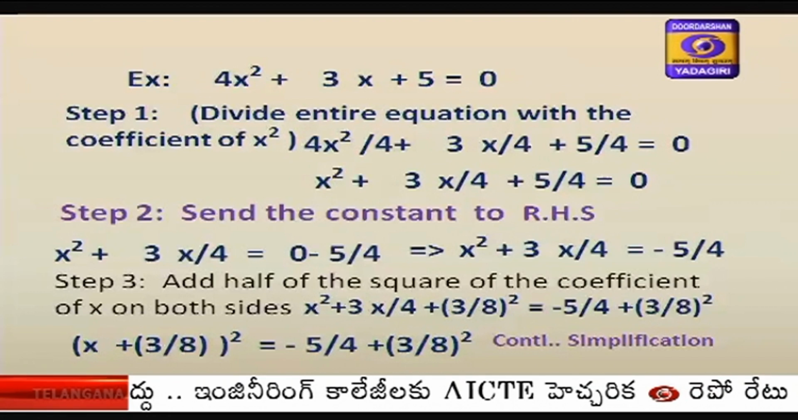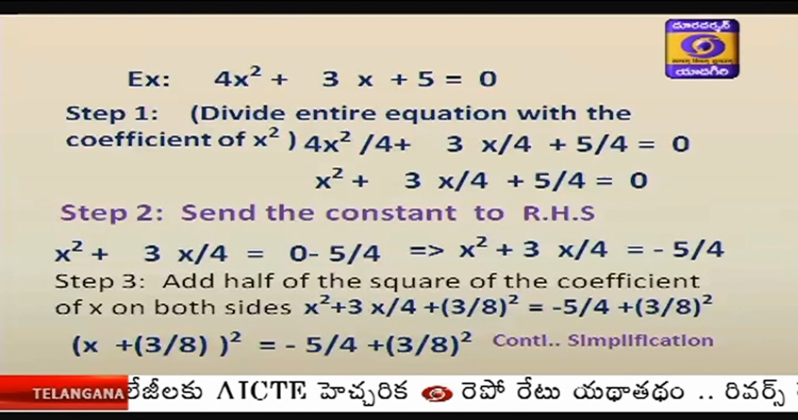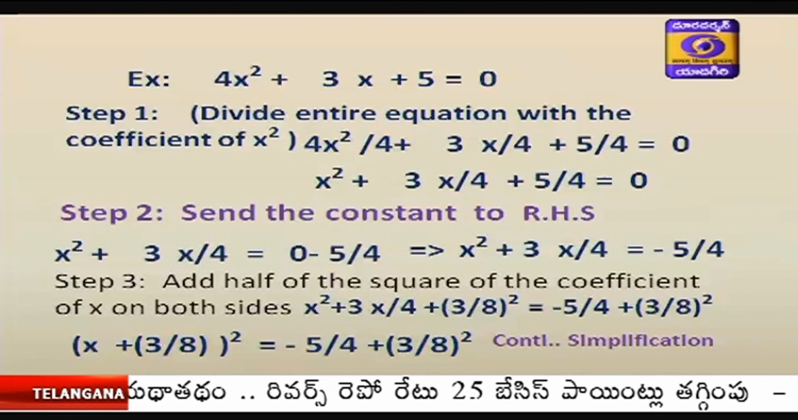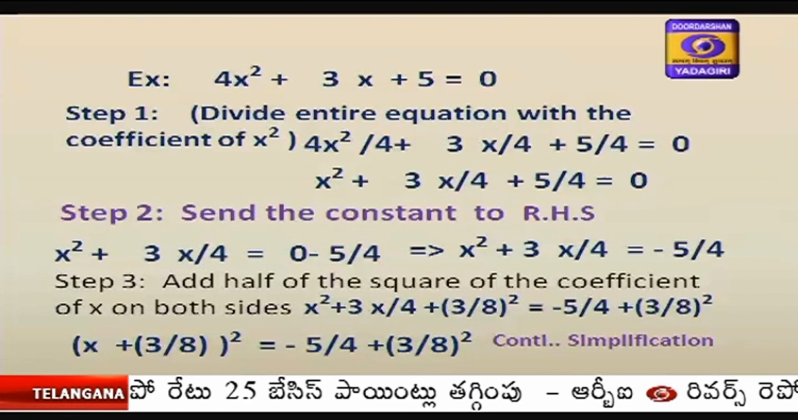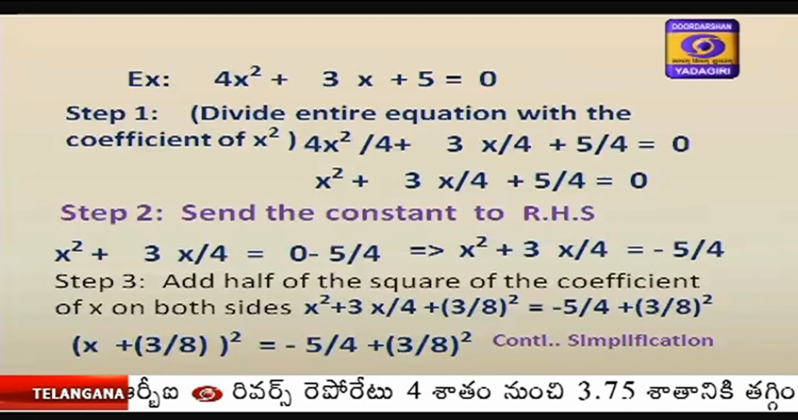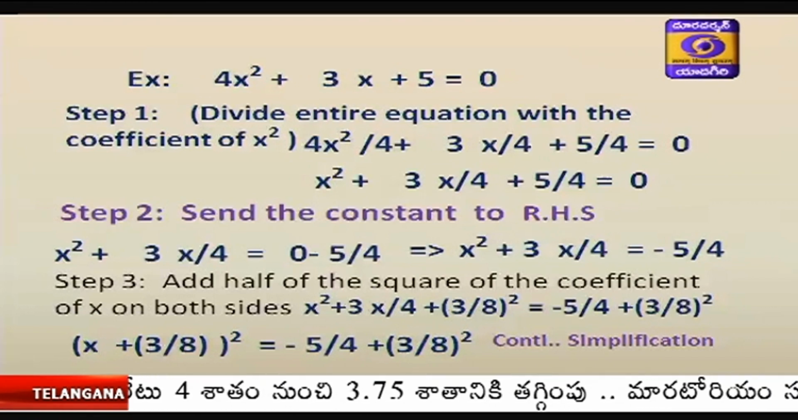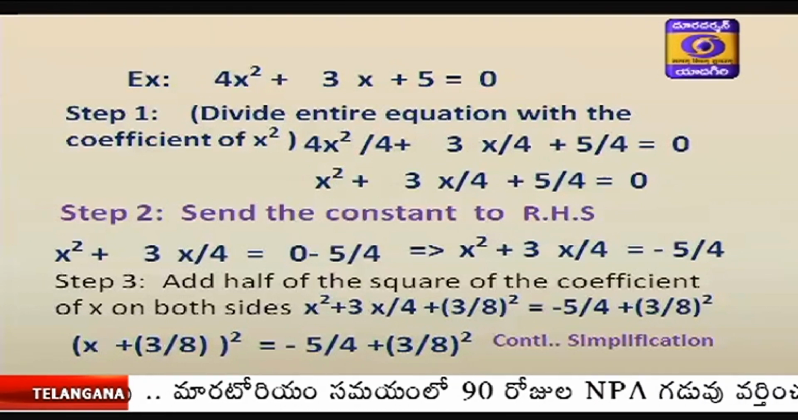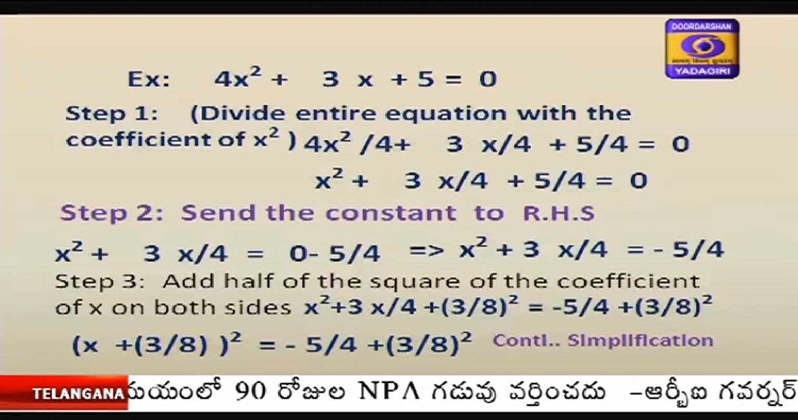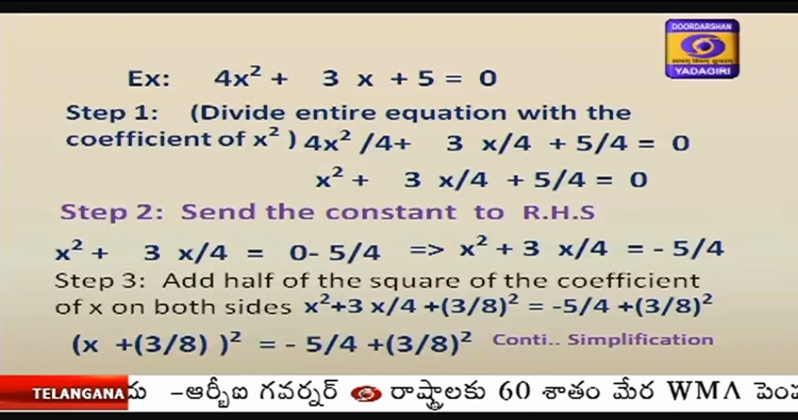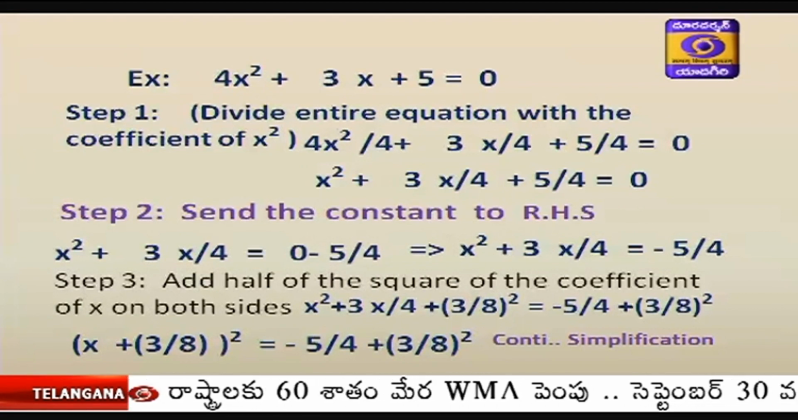Step 3: add the square of half of the coefficient of x on both sides. x² + 3x/4 + (3/8)² = -5/4 + (3/8)². This implies (x + 3/8)² = -5/4 + (3/8)². Continue the simplification and we will get the answers.